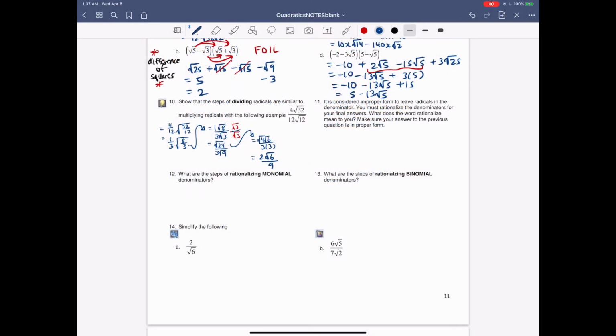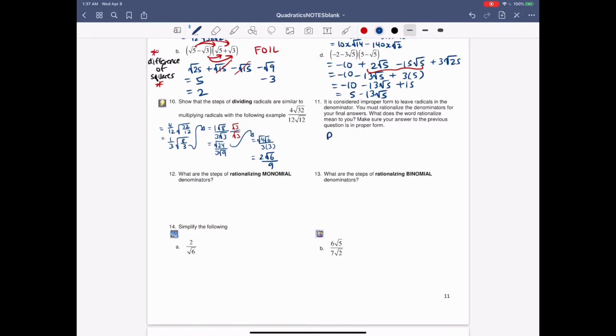Question 11. It is considered improper form to leave radicals in the denominator. You must rationalize the denominators for your final answers. What does the word rationalize mean to you? Make sure your answer to the previous question is in proper form.